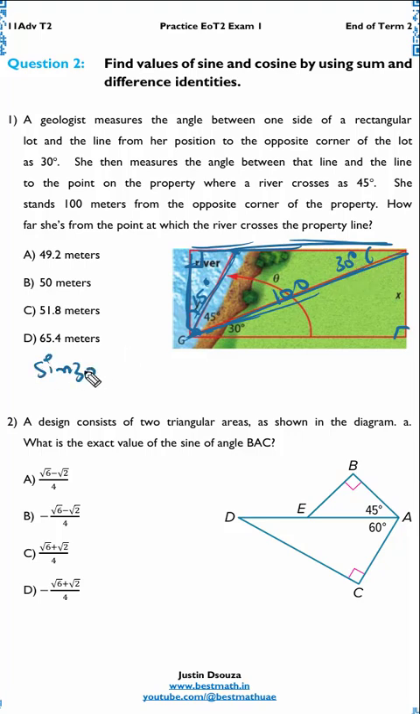Sine 30 degrees is equal to opposite, that is the unknown value. I'll consider it to be x, by hypotenuse, which is 100. So just take it to the other side. It'll be x equal to sine 30 degrees multiplied by 100. Once you find that, can you find this value y?